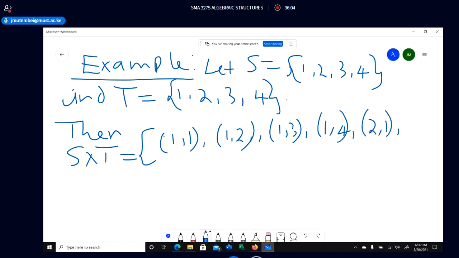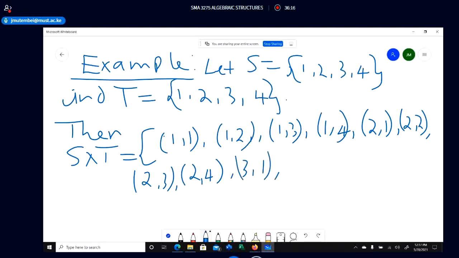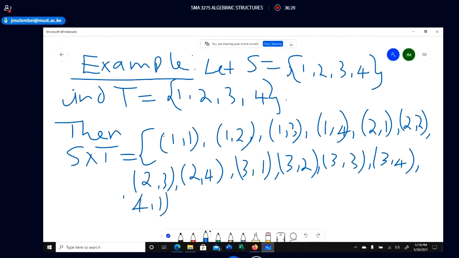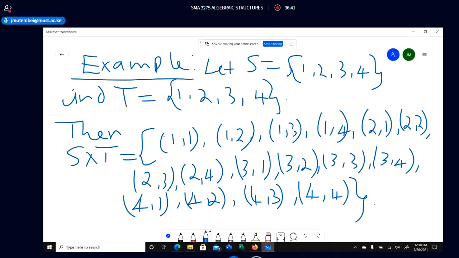2, 1, 2, 2, 2, 3, 2, 4, 3, 1, 3, 2, 3, 3, 3, 4, then 4, 1, 4, 2, 4, 3, and 4, 4. So all this collection represents the Cartesian product of S and T.